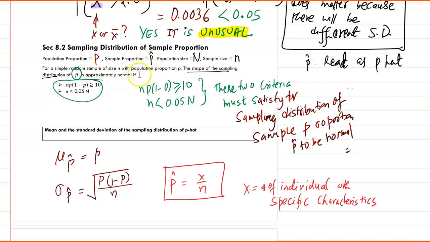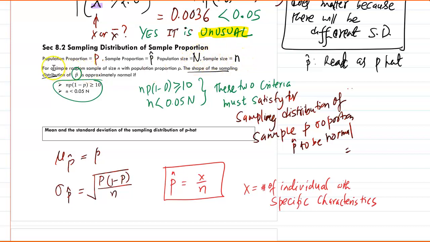Hello, in this video I'll do the problem from the handout from section 8.2, the sampling distribution of sample proportion. And let's talk about the symbols for the variable. Population proportion is lowercase p, sample proportion is lowercase p hat, population size is uppercase N, sample size is lowercase n.